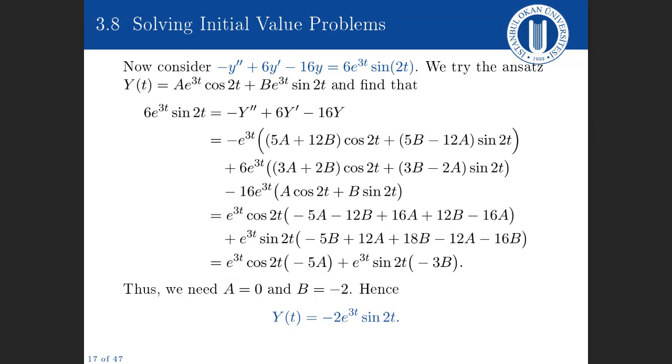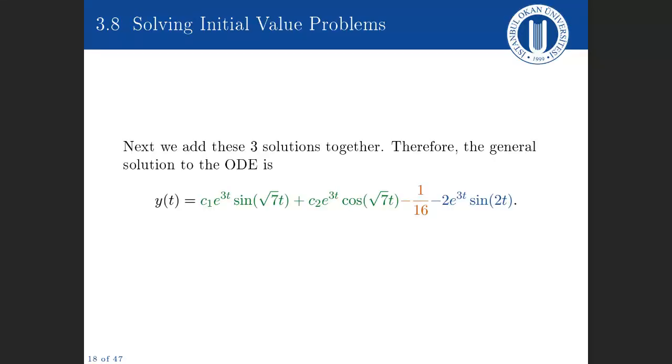And that gives us our particular solution to the blue equation. Now that we have these, we can add them together. Adding these 3 solutions together, that's green plus orange plus blue, we find the general solution to the differential equation. There's one step left, always the final step. Find the constants C1 and C2.